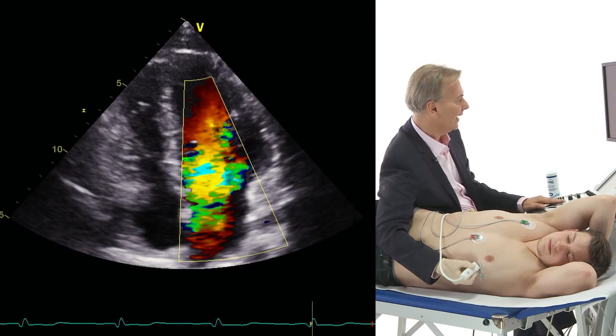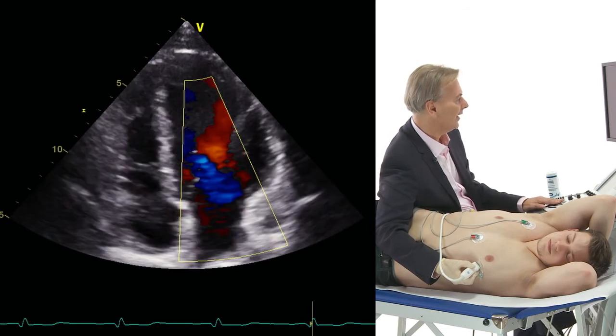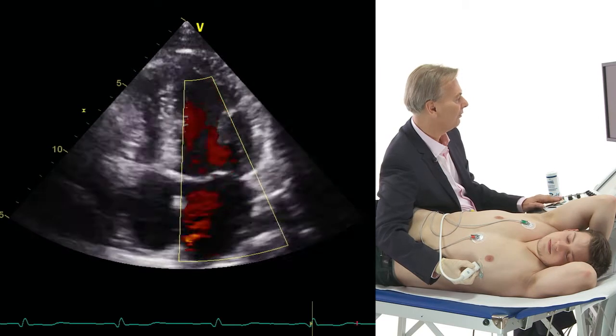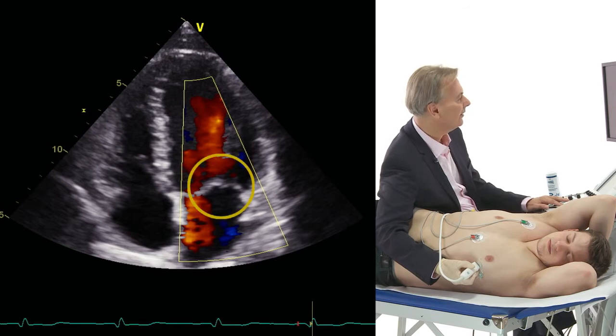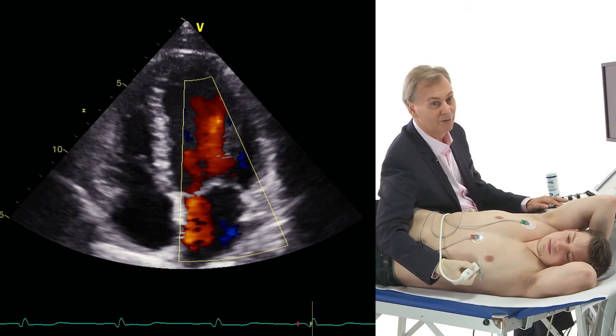If we go to a systolic frame, we see that there is no backflow. Let me find one here. Here, there is no backflow of blood from the left ventricle into the left atrium during systole. In other words, there is no mitral regurgitation. In the cases we'll show you now, indeed, there will be mitral regurgitation of various degrees.